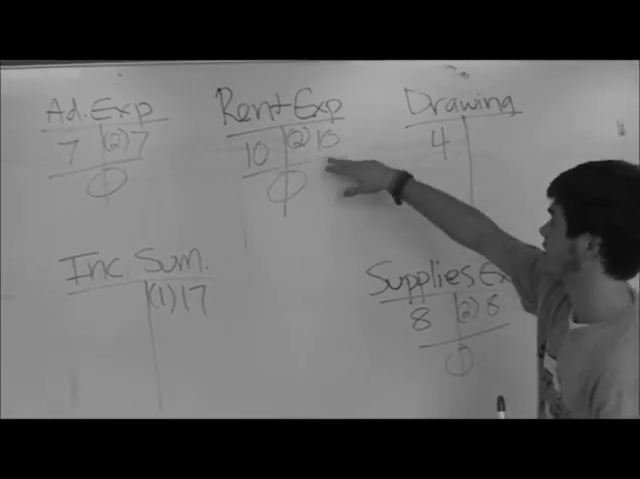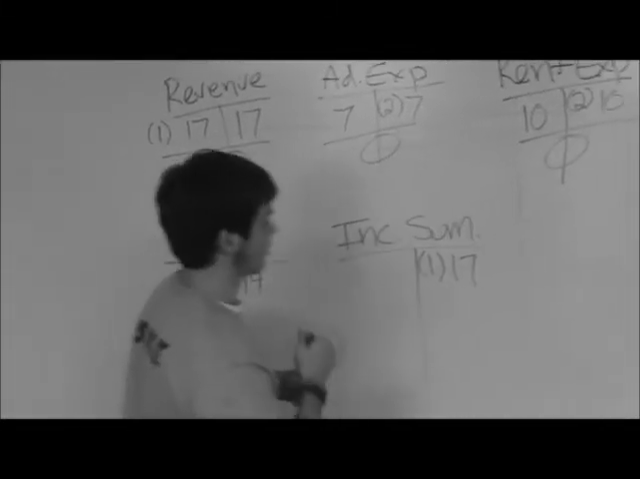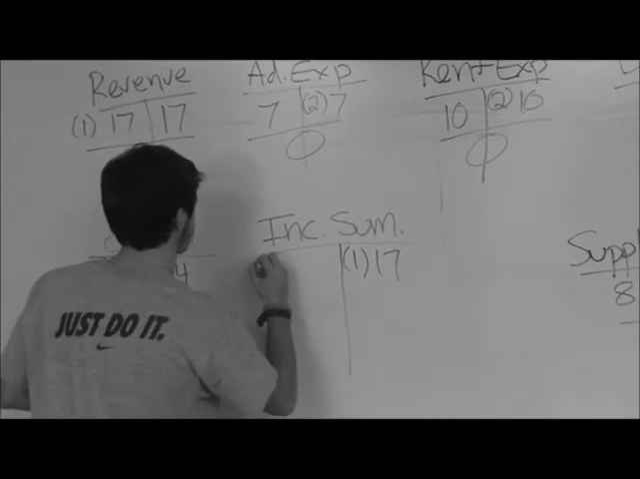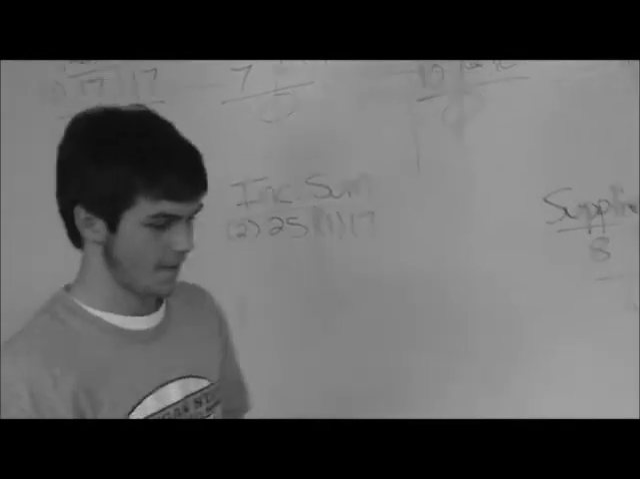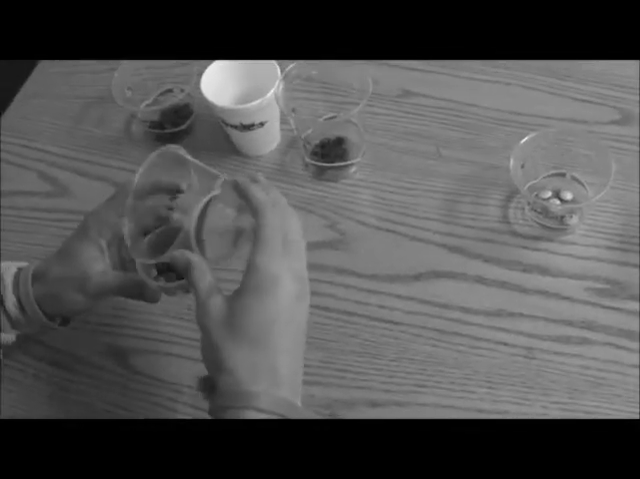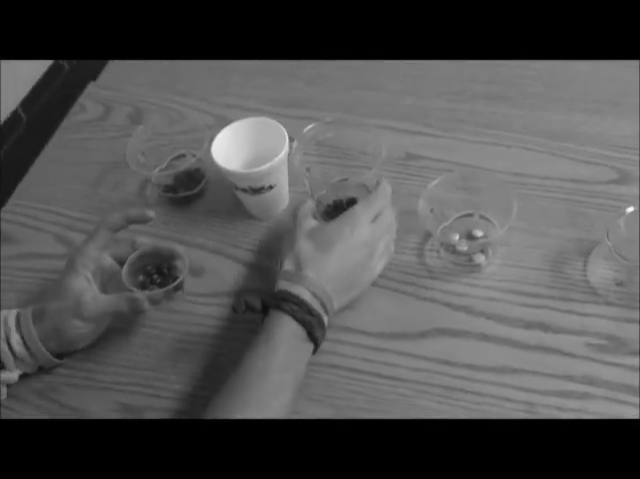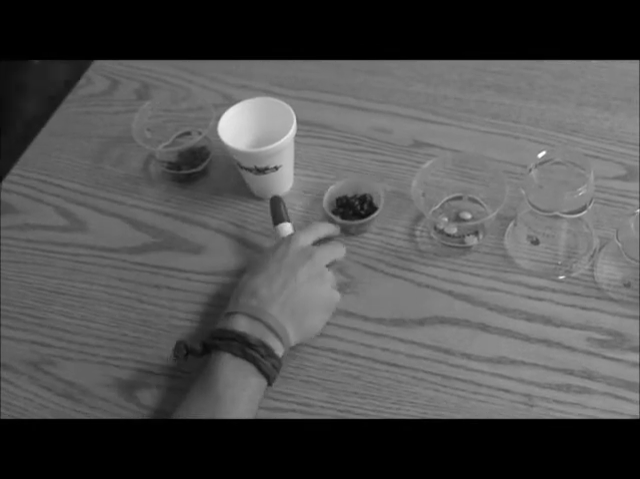Since we credited all these, we have to come over to the debit side of the income summary and put in 25, which is our second closing entry. So 25. Now we're going to come back over to our cups here, and we're going to get our rent expenses into our debit side. That's closed out. We're going to get our advertising expenses in. That's closed out. And we're going to get our supplies expense. And that's closed out. So now we have 25 in our income summary debit.